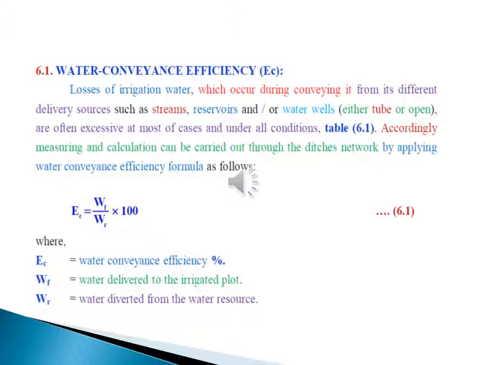Water conveyance efficiency. Losses of irrigation water which occur during conveyance from its different delivery sources, such as streams, reservoirs, and water wells, either tube or open, are often excessive in most cases and under all conditions. Accordingly, measurement and calculation can be carried out through the district network by applying the water conveyance efficiency formula, as shown in the enclosed equation.